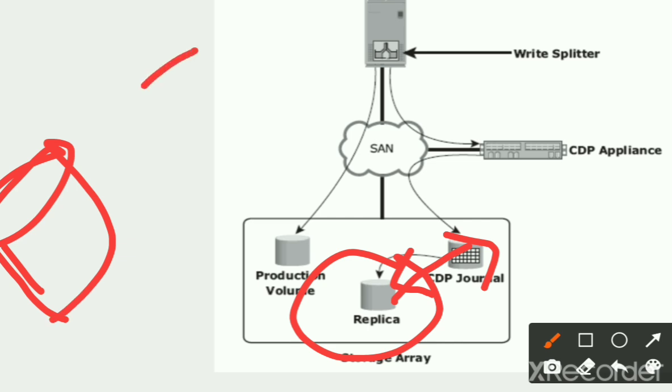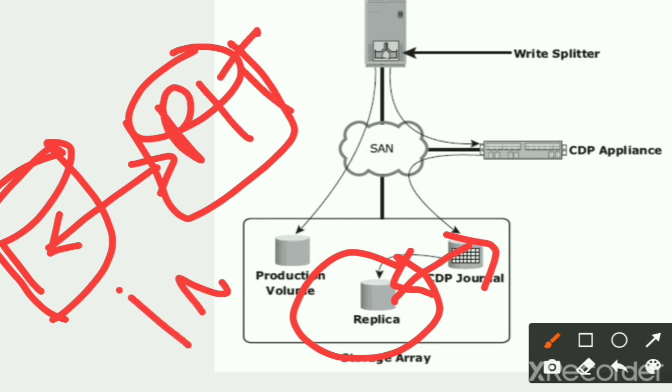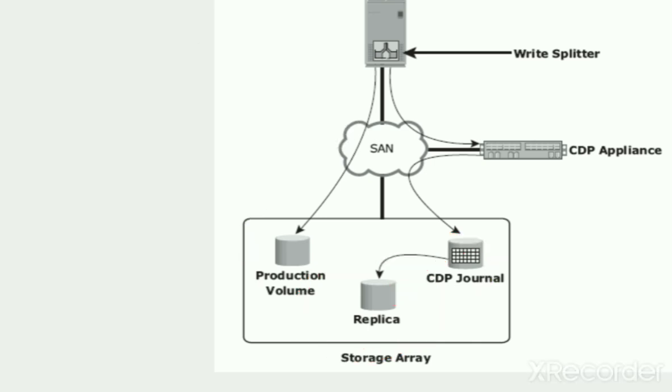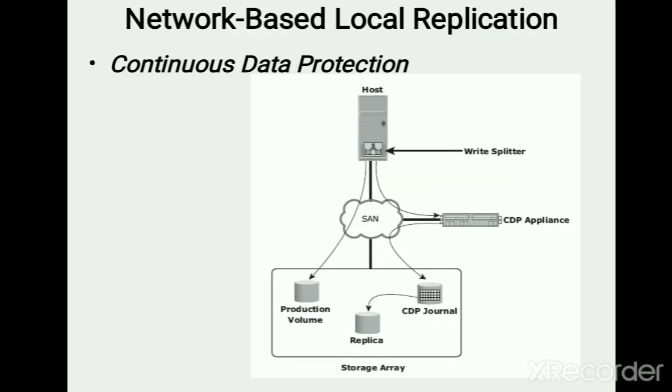Suppose this is the replica and this is the CDP journal. At whatever particular time you ask for the data, it is going to cross verify. It points to that particular instance of time, and checks whether this is the data that matches. So this is network based local replication. This is how network based local replication takes place using continuous data protection, and the replication occurs at the network layer.